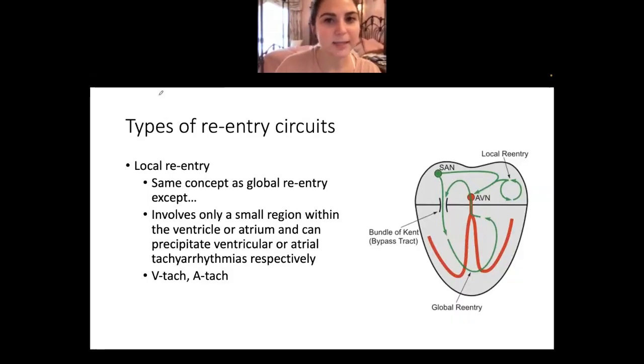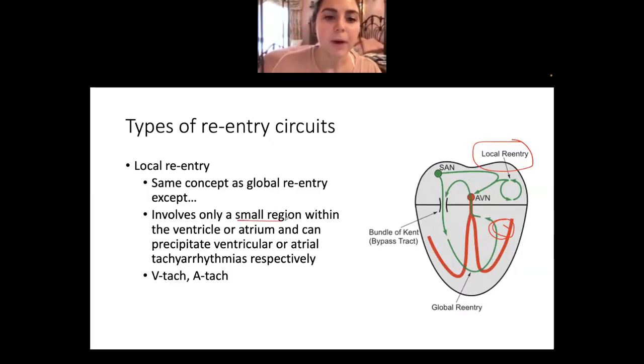You can also have, like I said, global or local reentry. A local reentry circuit is the exact same thing. We have reentry of an electrical potential, but now it's in a very small region of the heart. So it's usually going to be in the atrium, or it's going to be in the ventricle. An example of a local reentry arrhythmia is an atrial tachycardia or a ventricular tachycardia. Here's a local reentry circuit in the atria. You can have one down here. They can happen anywhere that the electrical conduction pathway goes.